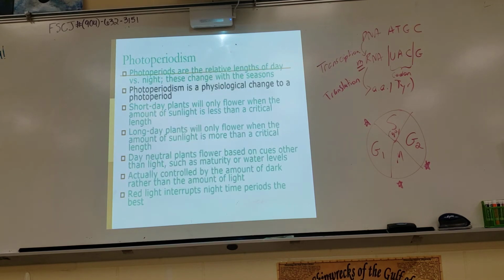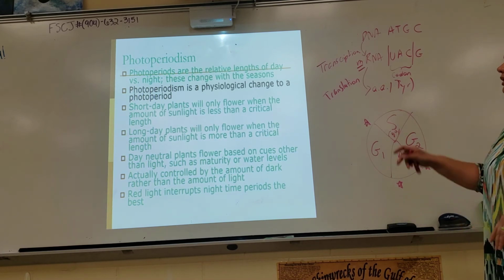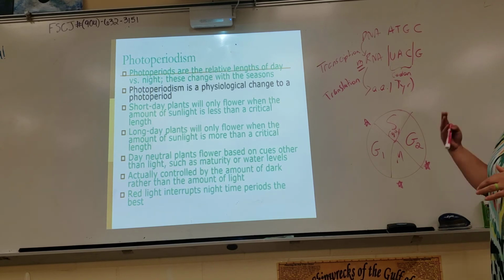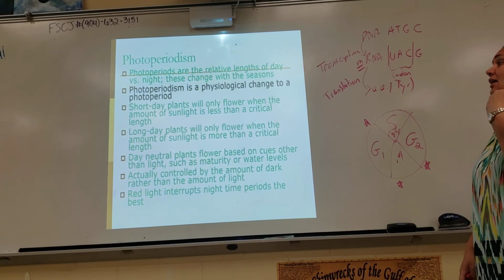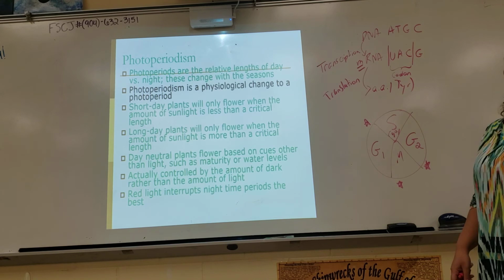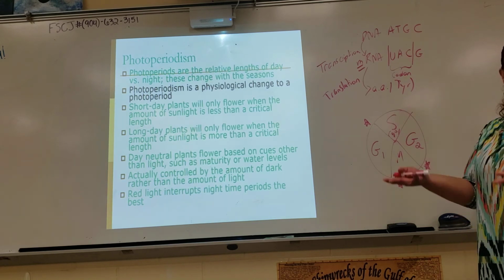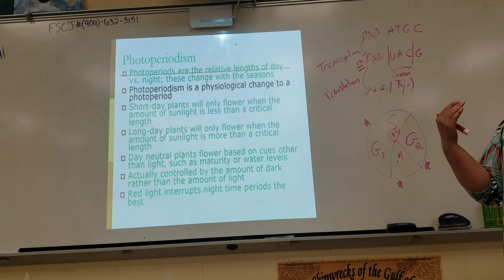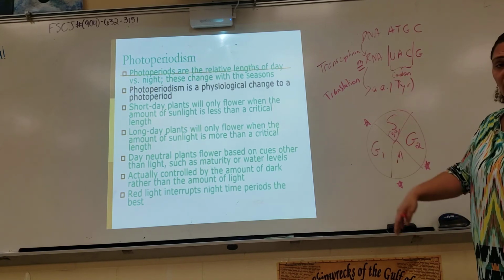Two more slides. Photoperiodism. Photoperiods are the relative lengths of day versus night. These change with the seasons. We know this. Short day plants will only flower when the amount of sunlight is less than a critical length. Long day plants will only flower when the amount of sunlight is more than a critical length. So that's why you've got certain plants that'll tell you when you buy them, these will flower in summertime, these will flower in autumn. That's what we're talking about right here, okay?